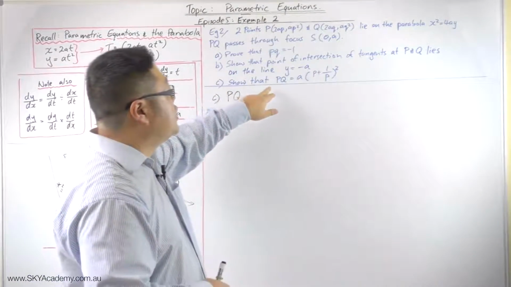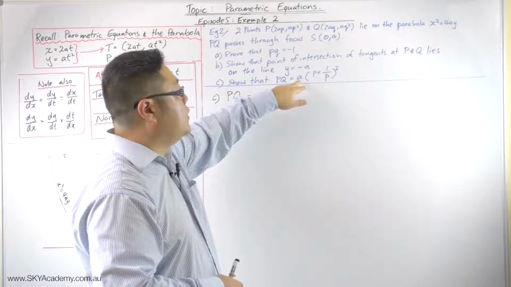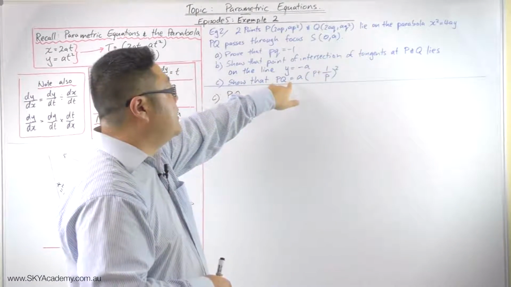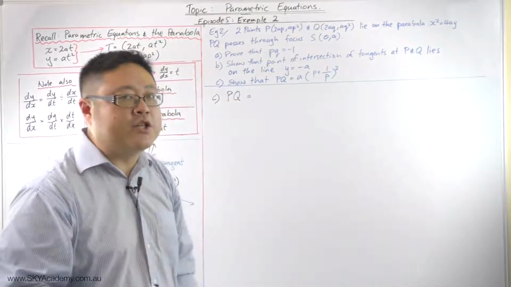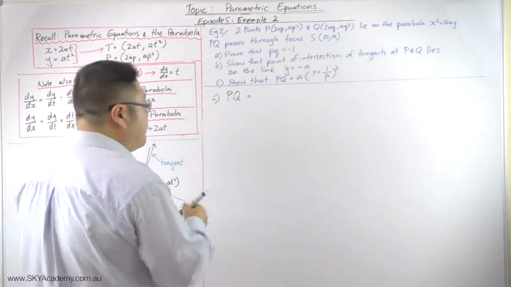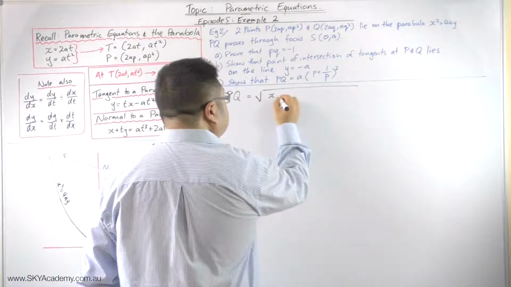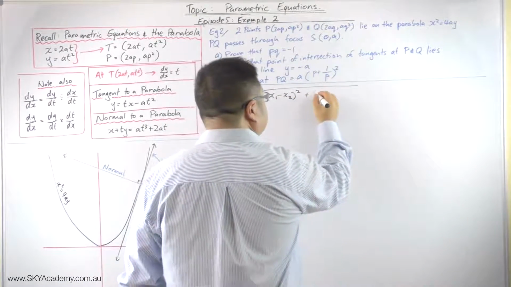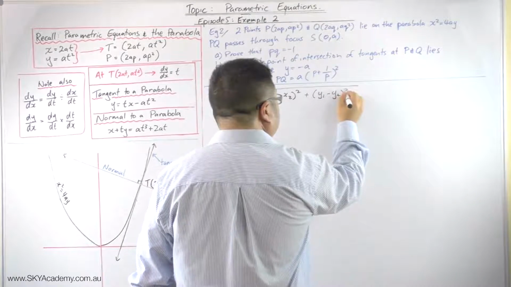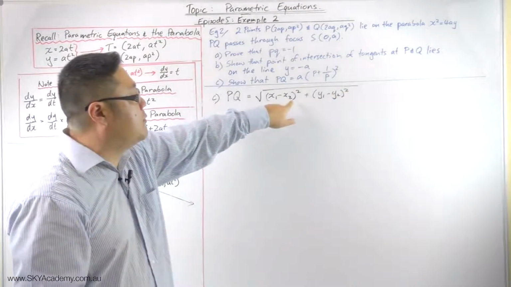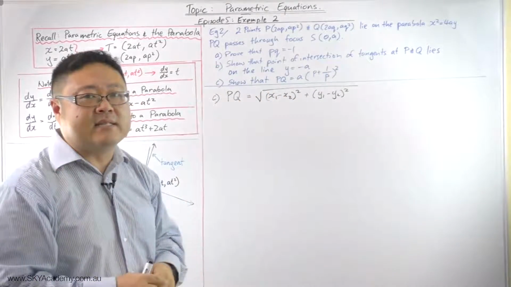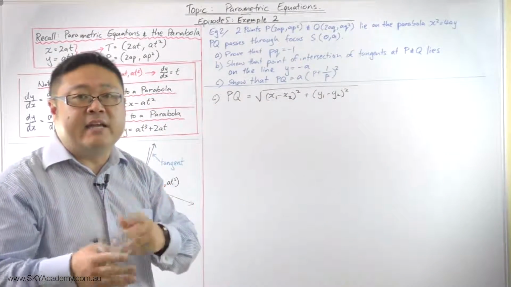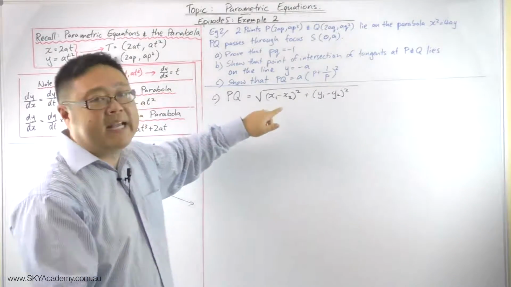Part C says, show that PQ is equal to a(p plus 1 over p) in brackets all squared. Basically what that means is the distance PQ, not the equation PQ. So we're looking for the distance. We will remember that the distance formula is the square root of x1 minus x2 all squared, plus y1 minus y2 all squared. Does it really matter if it's x1 minus x2 or x2 minus x1? No, it doesn't. We're looking for the square of the difference. When we square the difference, anything negative becomes positive, and anything positive stays positive. It comes out in the wash.